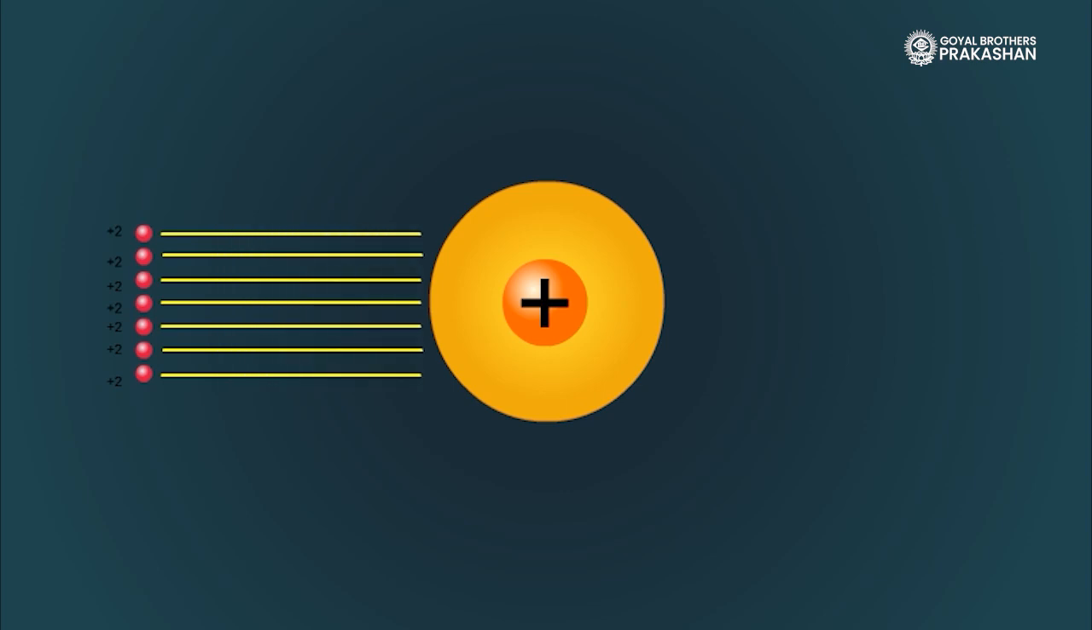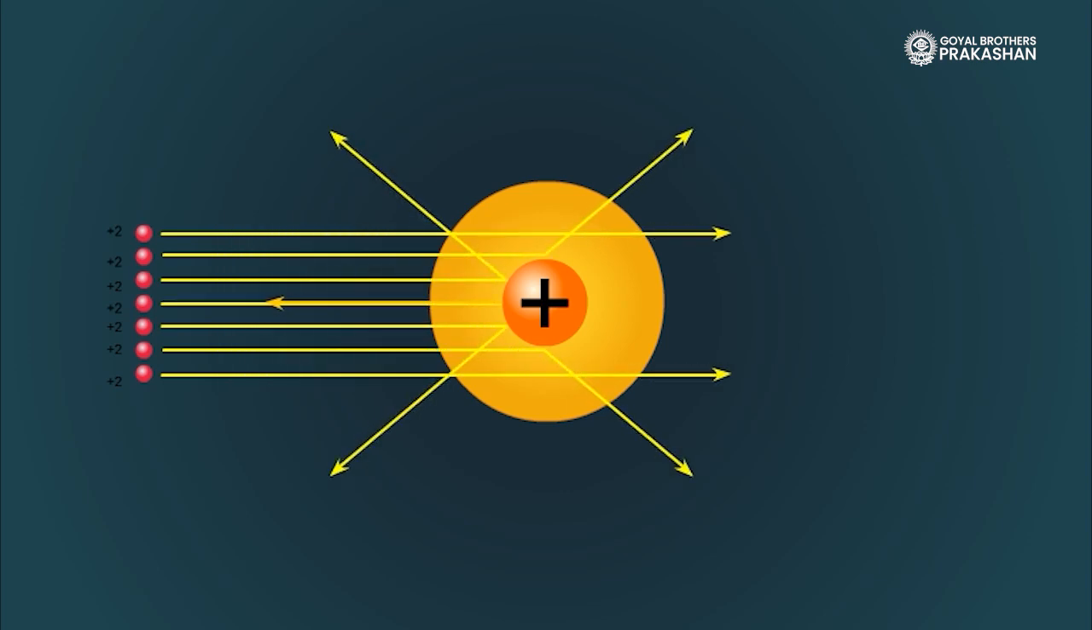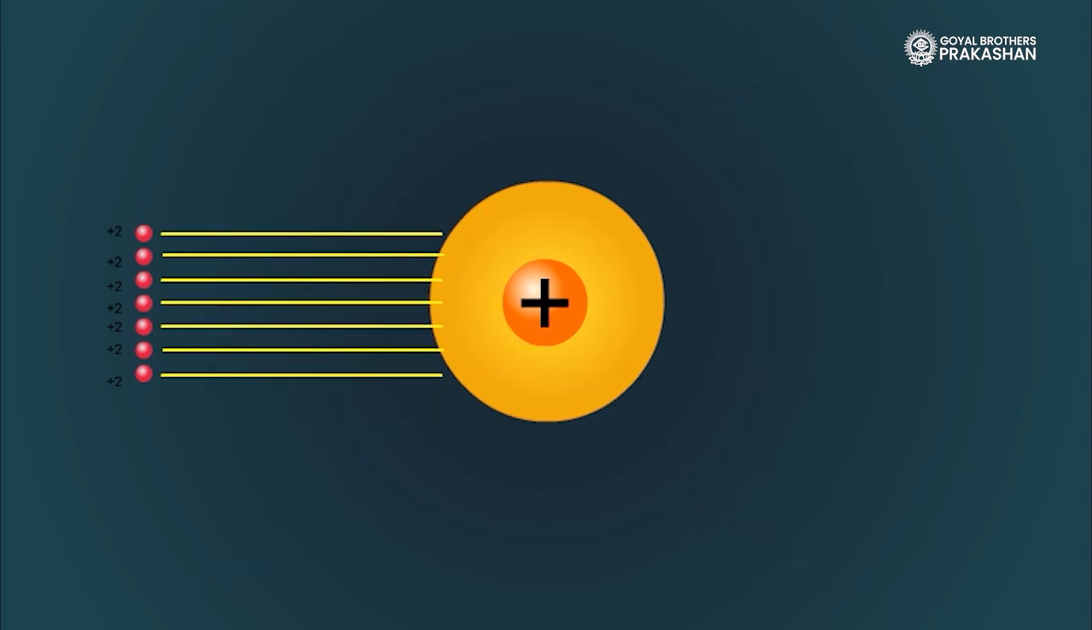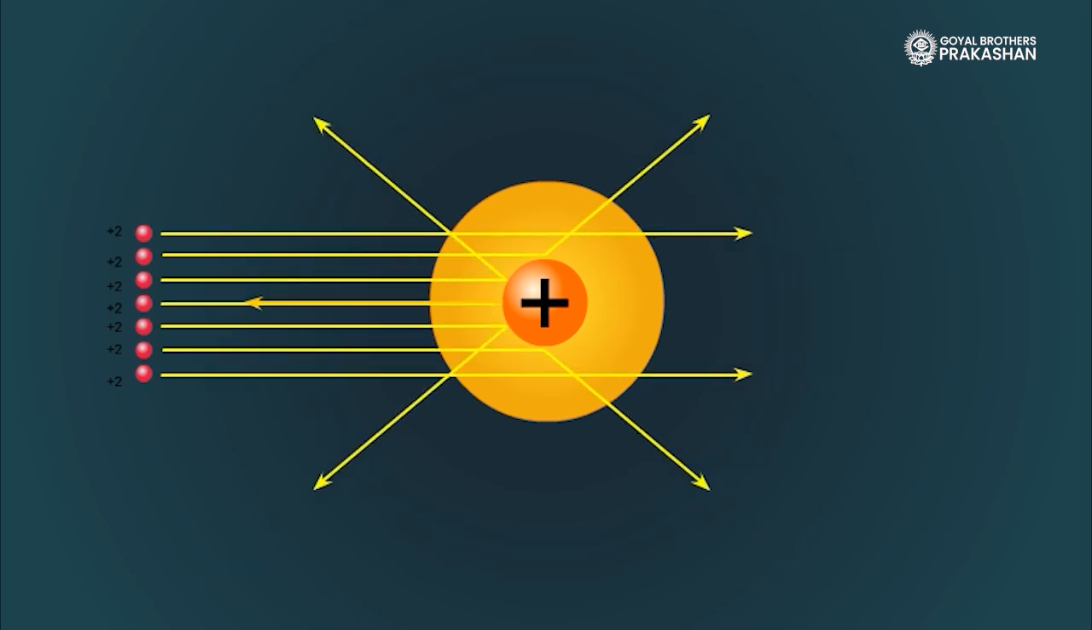In the words of Rutherford, this result was almost incredible, as if you fire a 15-inch shell at a piece of tissue paper, and it comes back and hits you. Rutherford called this concentrated positively charged mass within the atom the nucleus, and the particles present within the nucleus nucleons. When alpha particles approach this concentrated positive mass at right angles, they get deflected almost through 180 degrees.